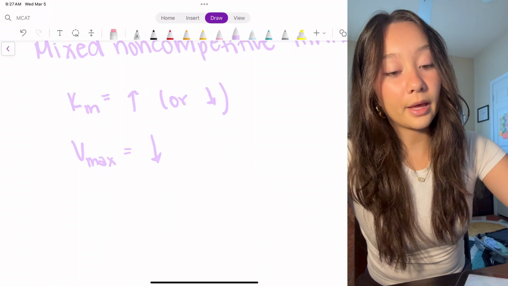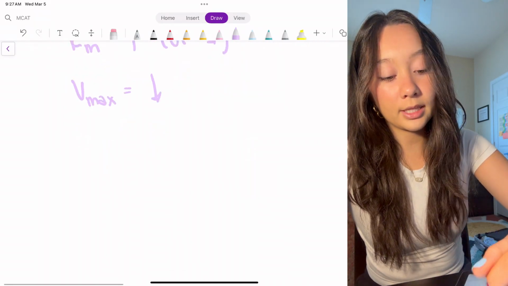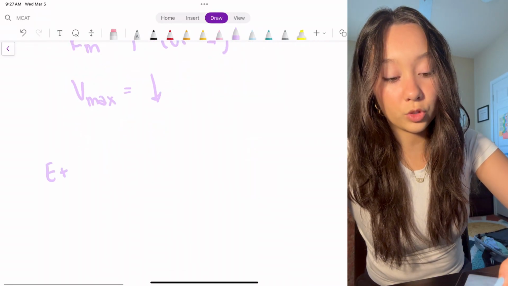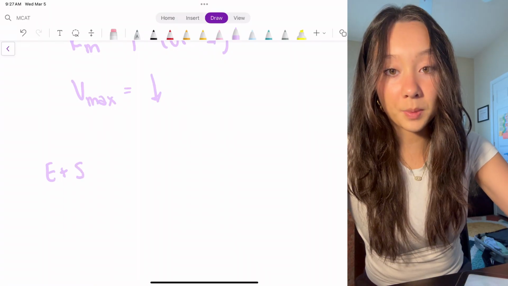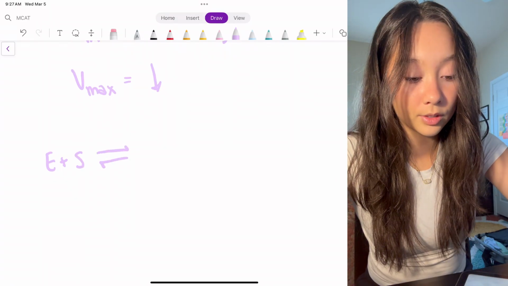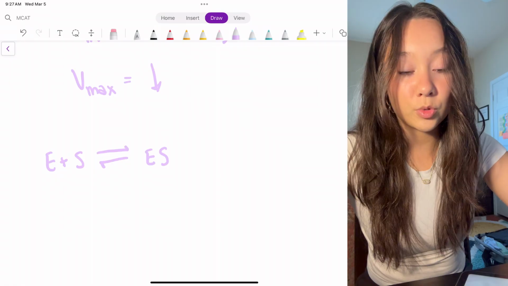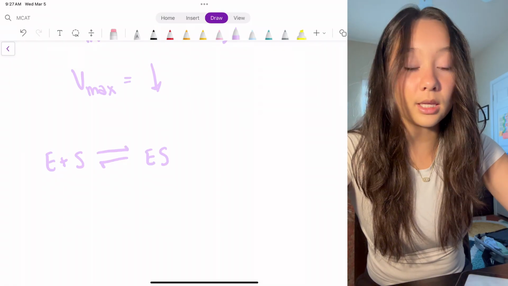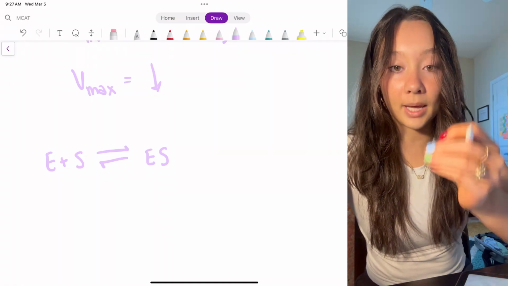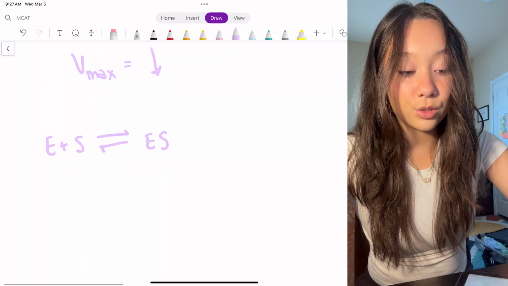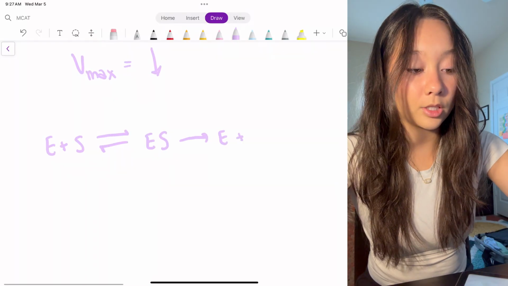Now, the way that mixed inhibitors work, I think it's easiest to visualize this when we draw it out. First, we have enzyme plus substrate separate. Then it turns into enzyme substrate complex, which we'll say ES. So this is when the substrate has binded to the enzyme. And then this goes straight to enzyme plus product.